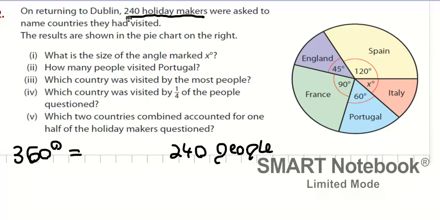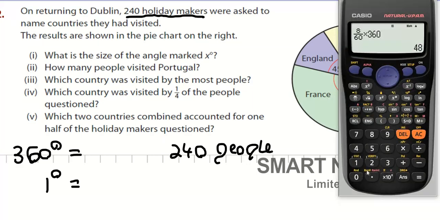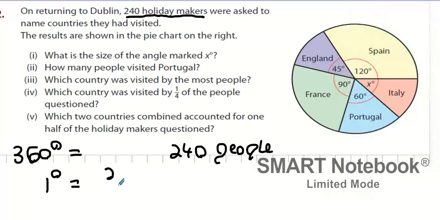Out of interest, what would 1 degree equal? What would 1 degree be the same as? Divide both sides by 360. 1 degree is actually 2/3 of a person. Don't worry about that for a minute. Okay? Is everybody happy that 360 degrees represents 240 people? Therefore, 1 degree is 2/3 of a person.